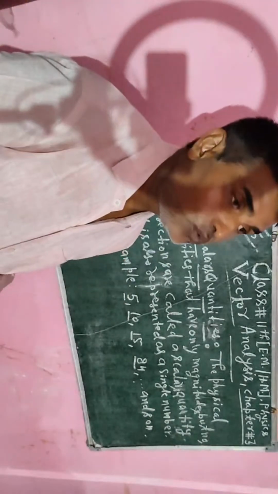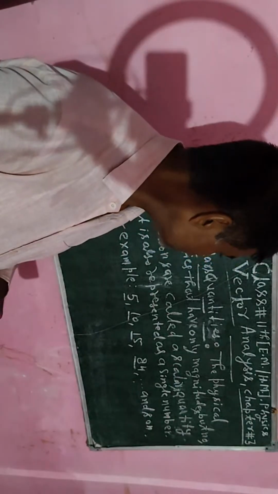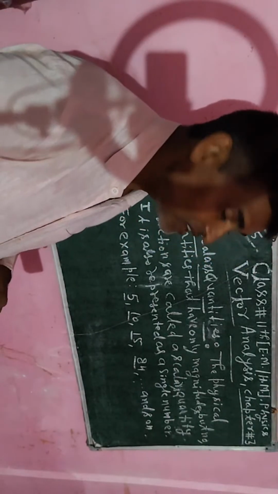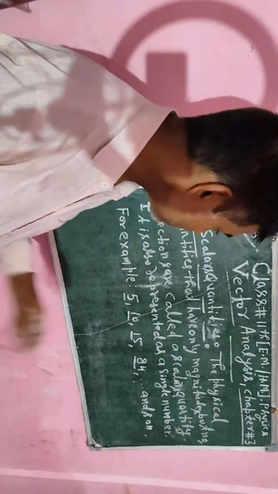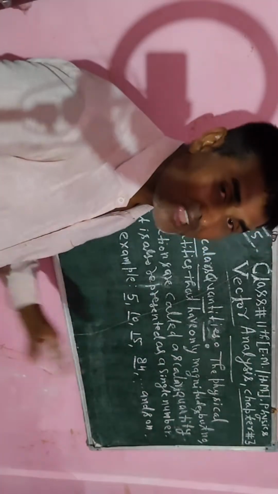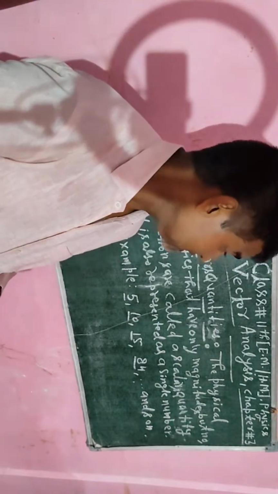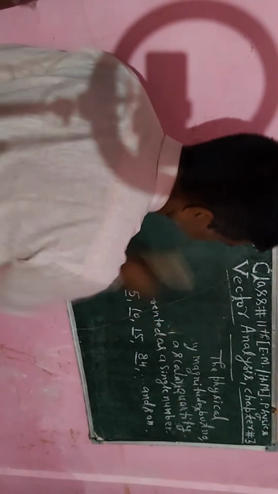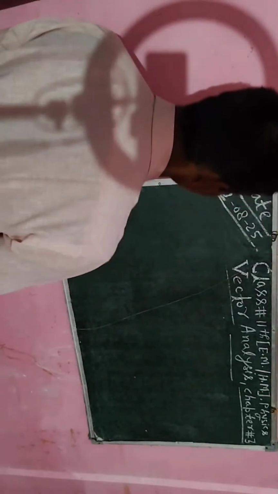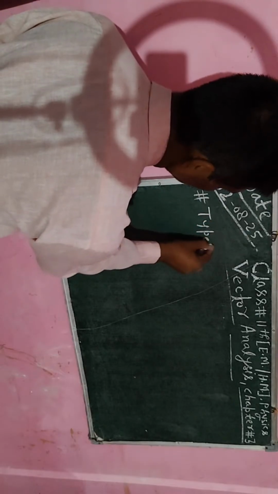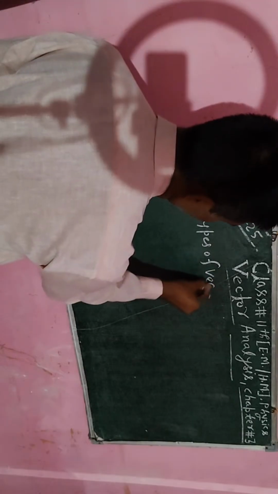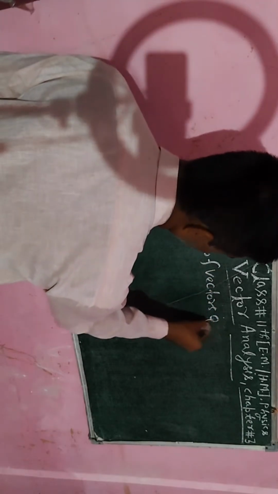Okay student, now one additional piece of information I am going to tell you. Here I will explain the concept of types of vector quantity. Okay student, so firstly I am going to erase this one and then I will explain our next topic in detail. You concentrate on this live video to understand the concept of types of vector quantities. Next topic will be types of vector quantities.